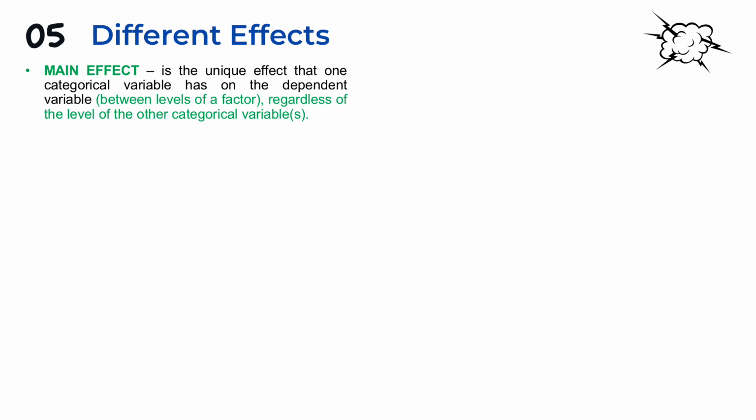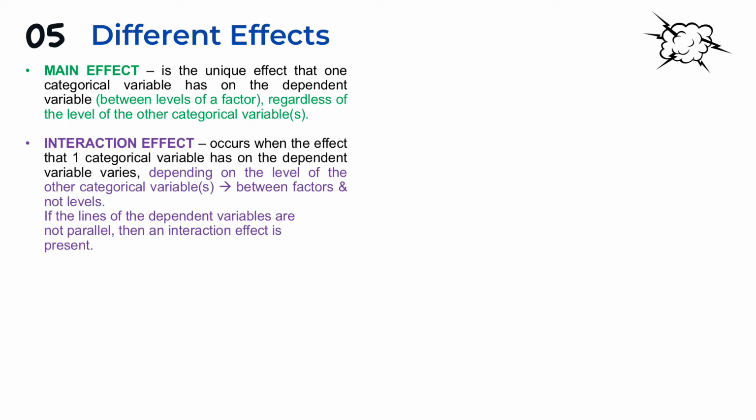The next topic will be different effects. In factorial design, there are 2 types of effect. The first one is main effect, which is defined as the unique effect that one categorical variable has on the dependent variable, regardless of the level of the other categorical variable. The second type of effect is interaction effect. It occurs when the effect that one categorical variable has on the dependent variable varies, depending on the level of the other categorical variable between factors and not the levels.